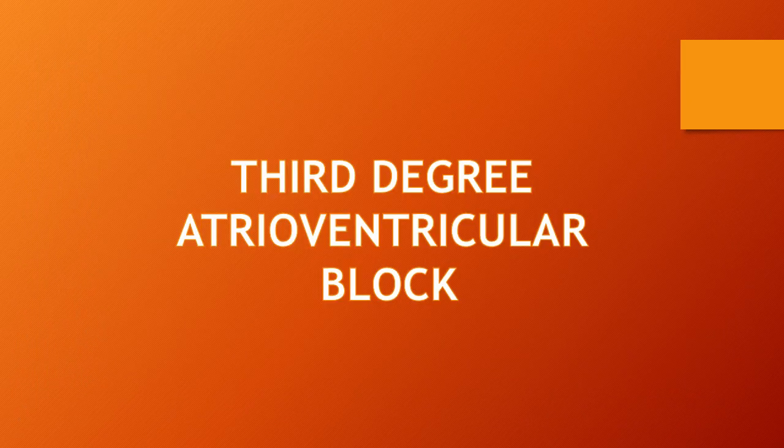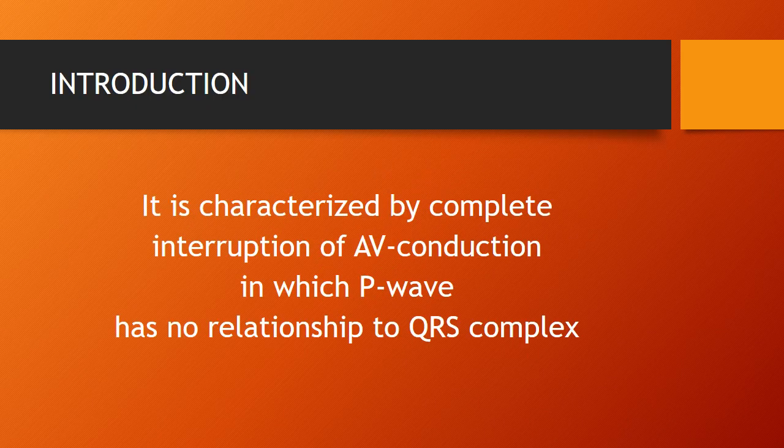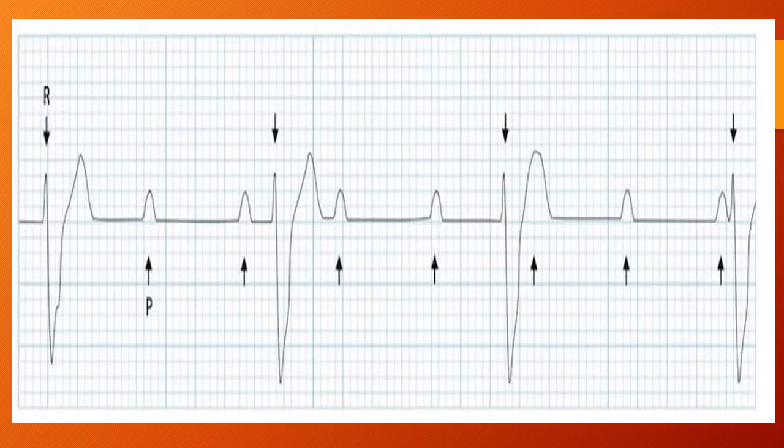Now third degree AV block, which is known as complete heart block. It is characterized by complete interruption of AV conduction in which the P wave has no relationship to the QRS complex. So you can see the QRS complex is present at its own pace and the P wave is present at its own pace, and there is no relation between them. You can see the QRS complex, then a P wave, then another P wave, then QRS, then P wave, QRS.